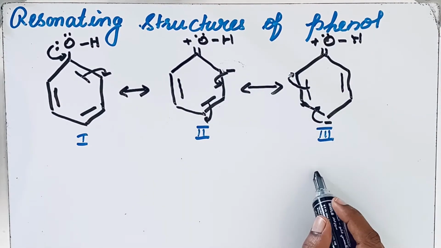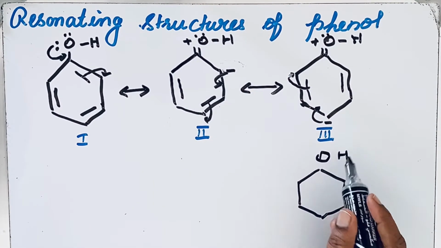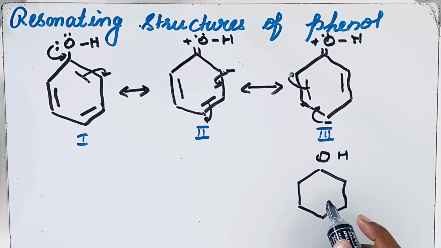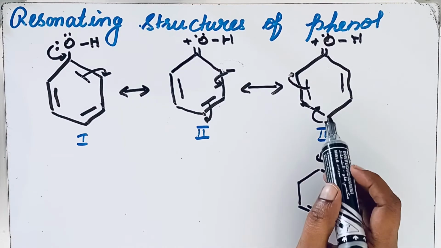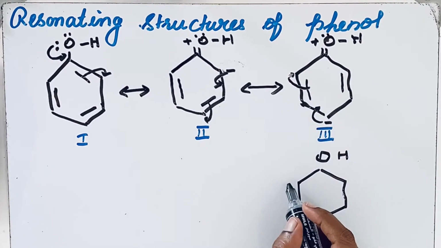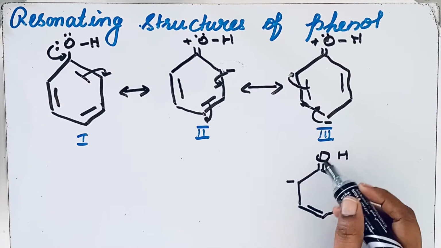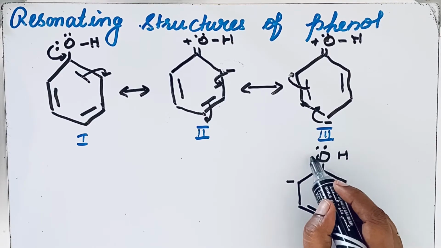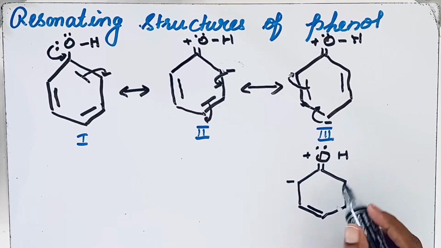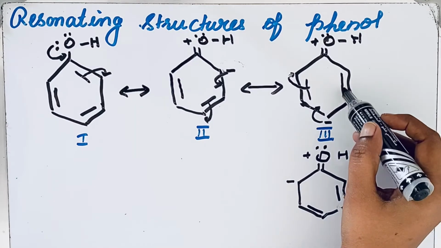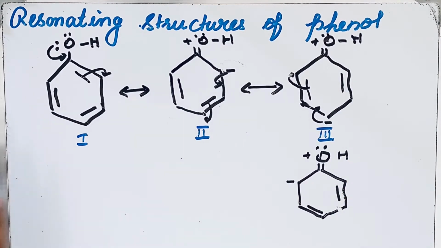So let us draw. First let us draw the atoms. Now this negative charge is creating one double bond here, so now this double bond is making a negative charge here. Remaining all other things are same only. So here a double bond, then here one lone pair, positive charge on oxygen, and then here one double bond. So this is the fourth resonating structure of phenol. Now any other possibility?